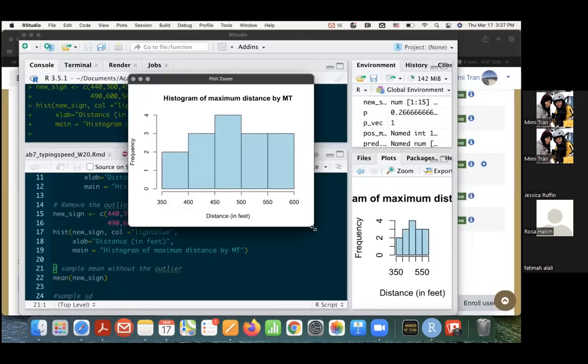Now it looks better, doesn't it? It's not perfect, but at least it's kind of normal-ish. So you can move on. So you say that it is normal.